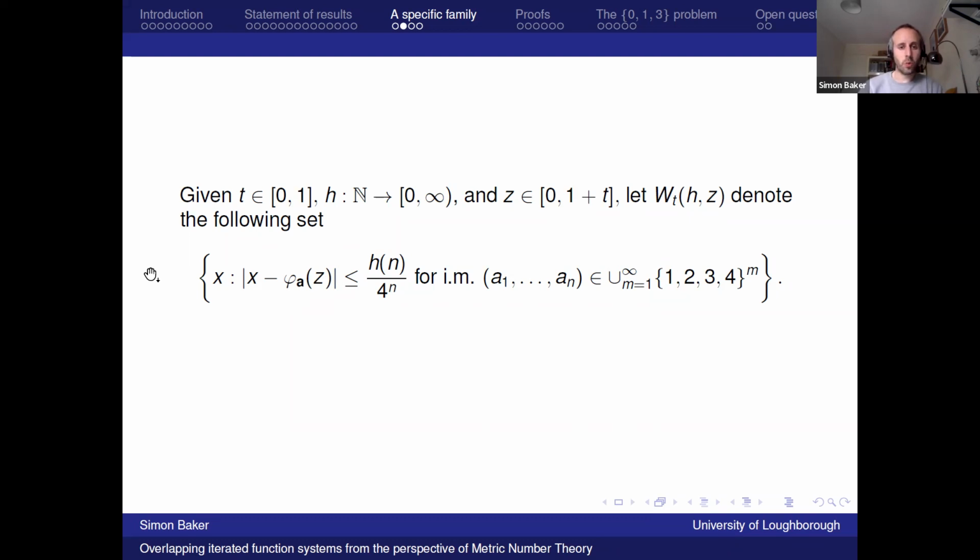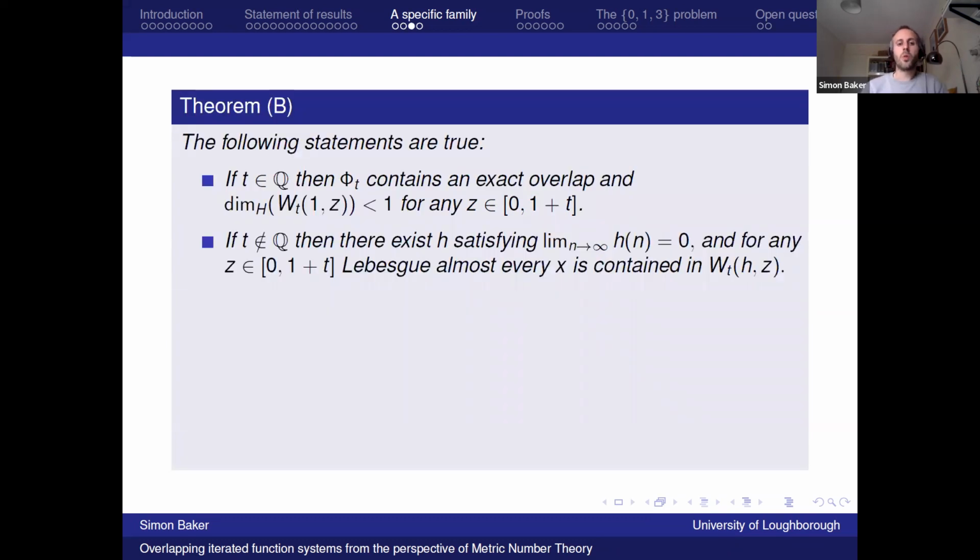Okay, so what do we know? If your t is rational, then your iterated function system contains an exact overlap, and in fact you see nothing at all like Khintchine type behavior. We saw this before. If you were to take your h to be the constant function 1, then not only is it going to have Lebesgue measure 0, but the Hausdorff dimension of the corresponding limsup set is going to be strictly less than 1. This is very easy to show.